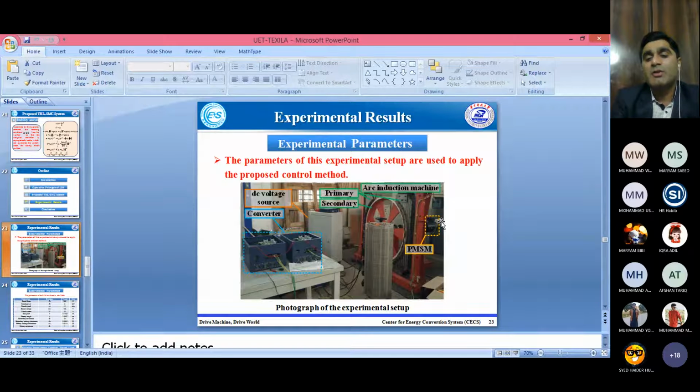This PMSM is the control machine, and this is the load machine. On this PMSM we give some current in anti-direction to the induction machine, which produces anti-torque on the same shaft, and we assume that this is the load on the machine.